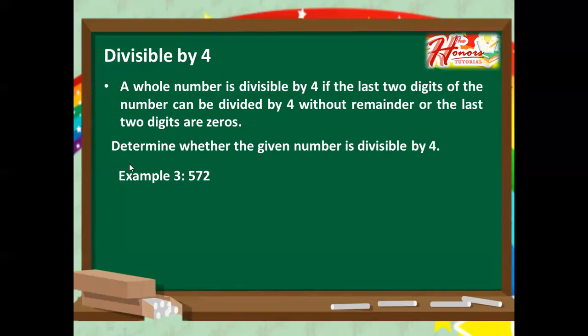Next, let's have another. We have here 1983. Again, let's focus on the last two digits of the given number. The last two digits are 83. So you have to divide it by 4. So now we have 83 divided by 4. We have here a remainder. So therefore, it is a no. Because when we have a remainder when we divide the last two digits by 4, automatically it is not divisible by 4. So that's the rule. Remember that.